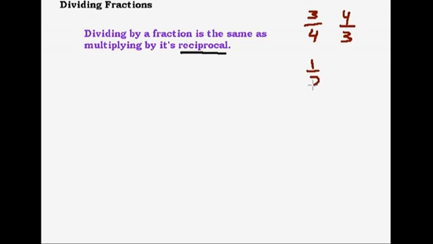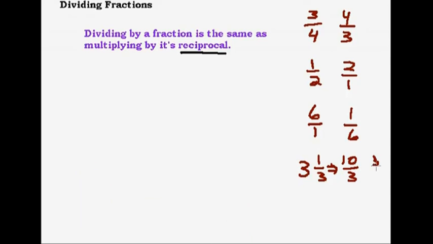If we had the fraction 1/2, the reciprocal would be 2/1, or 2. If we had the number 6 and we wanted to find the reciprocal, we'd have to write it as a fraction, like 6/1, and then flip it, 1/6. If we had a mixed number, like 3 1/3, in order to find the reciprocal of this, we'd first have to turn it into an improper fraction. 3 times 3 is 9, plus 1 is 10, so we'd have 10/3. Then we could flip it, which would be 3/10.